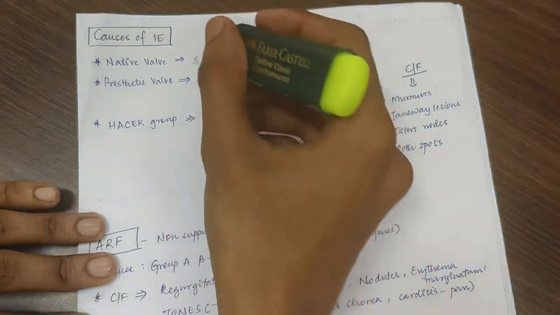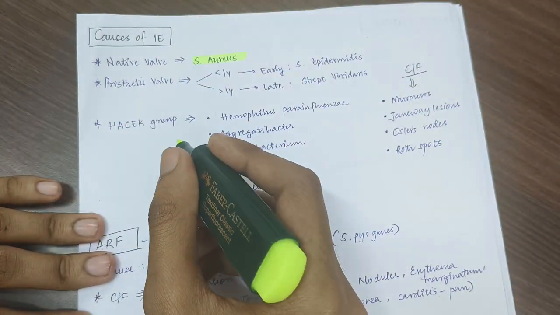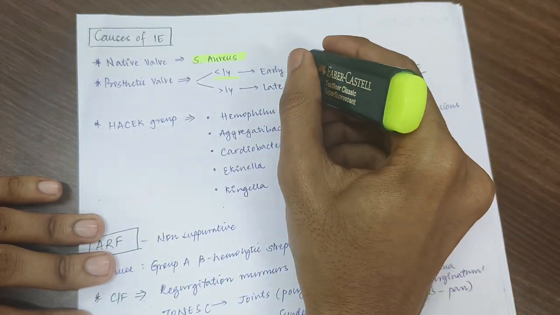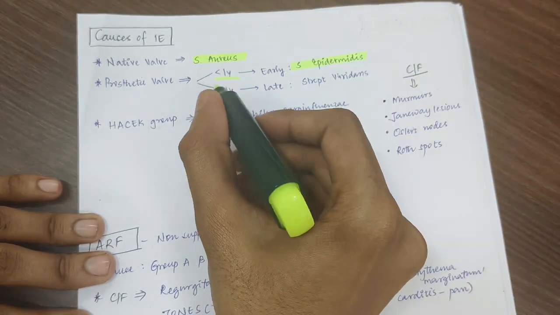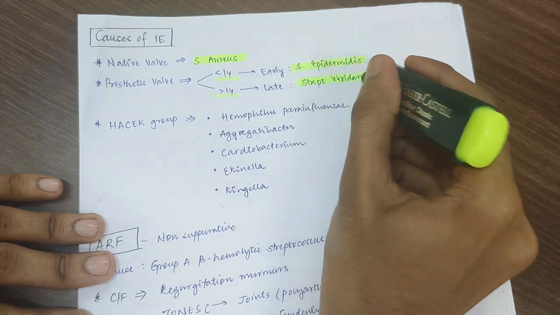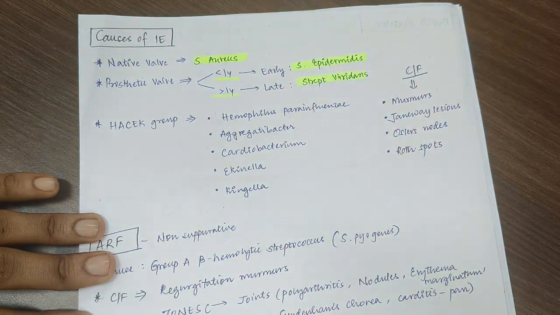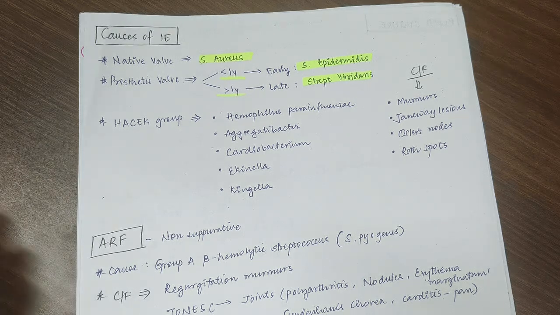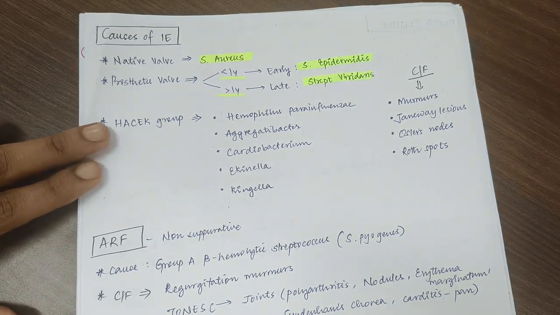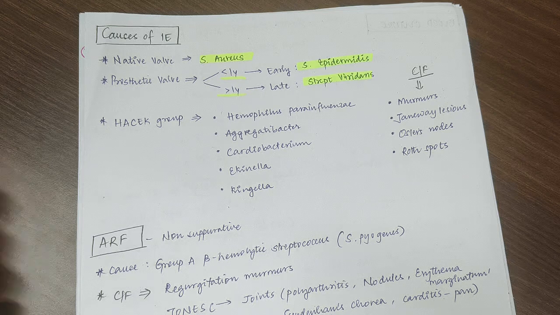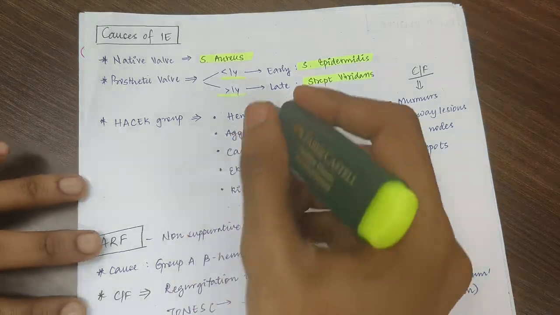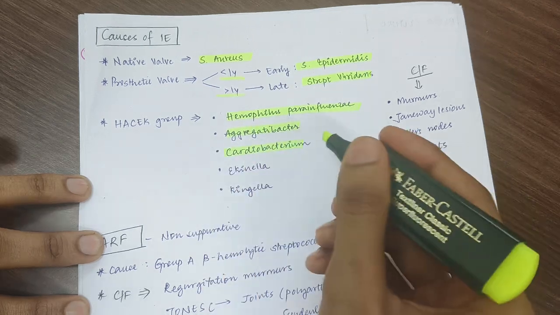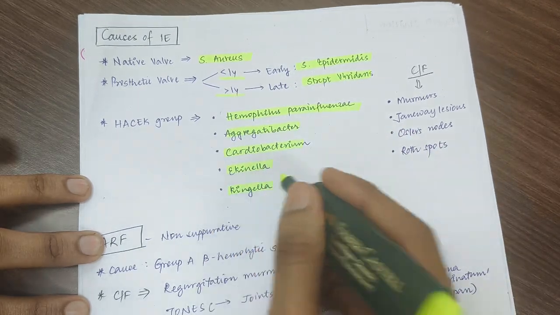In the native valve, the cause is Staph aureus, whereas in the prosthetic, if it is early, that is less than 1 year, you are going to see Staph epidermidis. If it is late, it is Streptococcus viridans. Coming to the HACEK group, which is the most commonly encountered infective endocarditis cause. So the name itself will be abbreviated as HACEK. So the bacteria under them are Haemophilus, parainfluenza, Aggregatibacter, Cardiobacterium, Eikenella and Kingella.